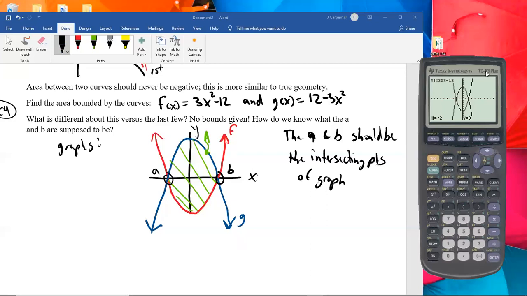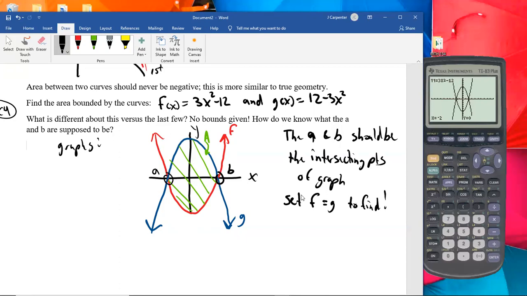But let's assume that you don't have your calculator. Let's do it algebraically. How do we find intersecting points? We set them equal to each other. So set, once again, f equal to g to find these. So we set f of x equal to g of x, which is 3x squared minus 12 equal to 12 minus 3x squared.